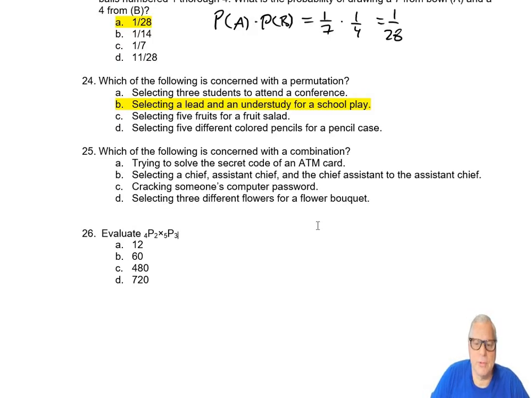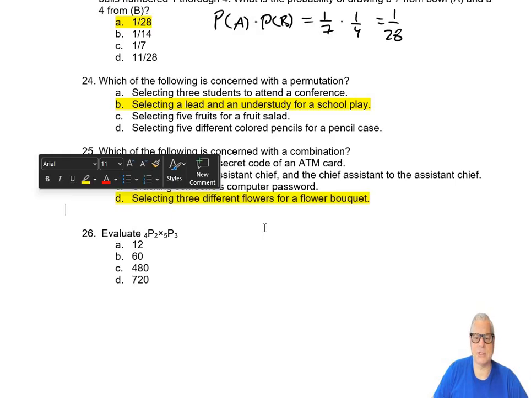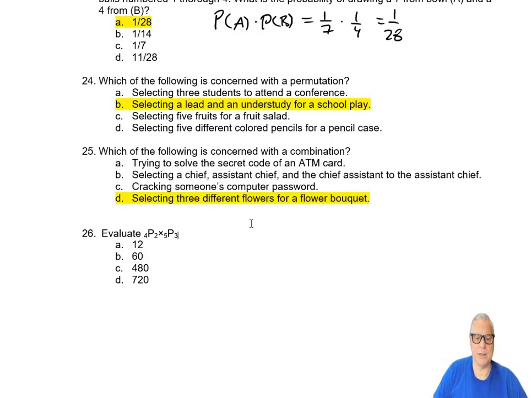Which of the following is concerned with a combination? Trying to solve the secret code of an ATM card? No, that's a permutation, the order matters. Selecting a chief, assistant chief, and a chief assistant to the assistant chief? No, the order matters too. Cracking someone's computer password? No, that's a permutation too. So the only combination is the flower bouquet.